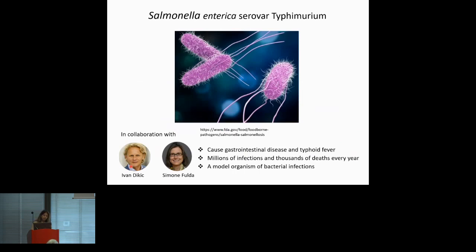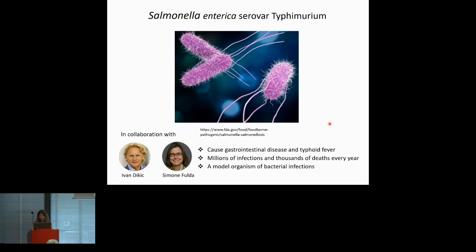So, we will consider Salmonella enterica serovar Typhimurium. I will speak only about Salmonella. They look quite nice, but they are dangerous. They can cause gastrointestinal diseases and typhoid fever. And we have every year millions of infections and thousands of deaths. Moreover, Salmonella serves as a model organism of bacterial infections. That work has been done with experimental collaborators, Ivan Dikic and Simone Fulda from our university.